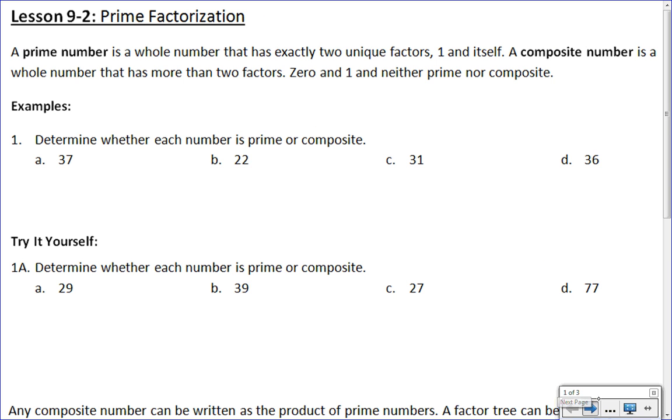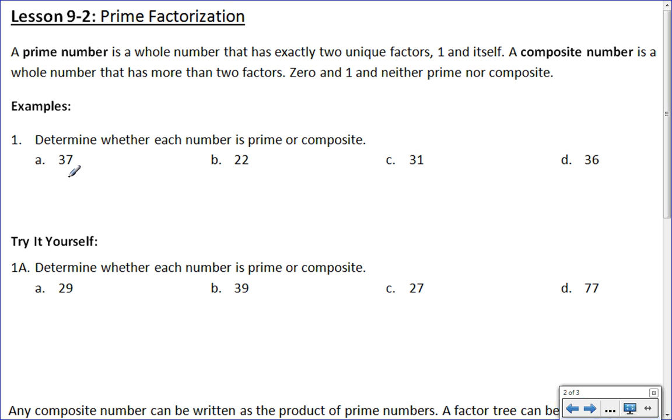Okay. Let's move on to section 9.2, prime factorization. A prime number is a whole number that has exactly 2 unique factors, 1 and itself. A composite number is a whole number that has more than 2 factors. 0 and 1 are neither prime nor composite. So we first want to determine whether each number is prime or composite.